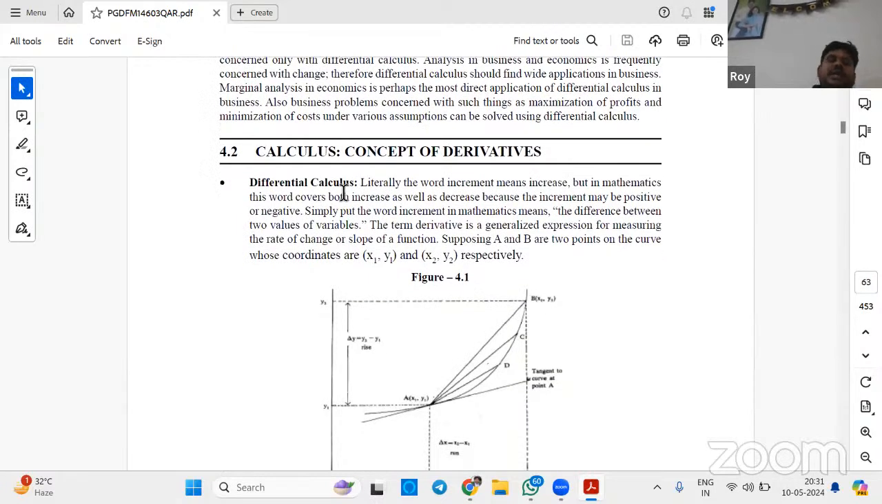Now, differential calculus. The word increment means increase. But in mathematics, this word covers both increase as well as decrease, because the increment may be positive or negative.